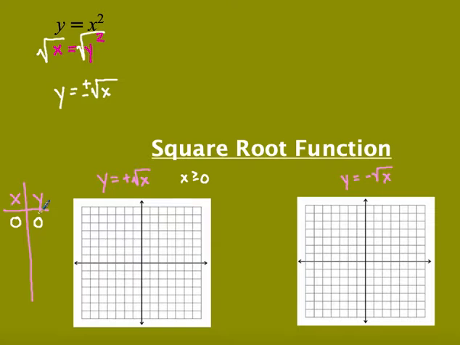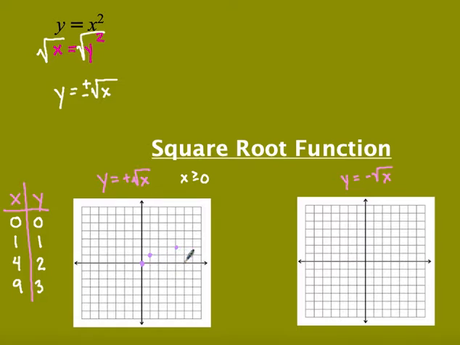I'm going to pick points that are easily square rooted. I can easily square root 1, and the square root of 1 is 1. I can input a 4, and the square root of 4 is 2. I can input a 9, and the square root of 9 is 3. So I'm just placing perfect squares into my square root function. I have now (0, 0), (1, 1), (4, 2), and 9 is going to take me a little bit off my graph.